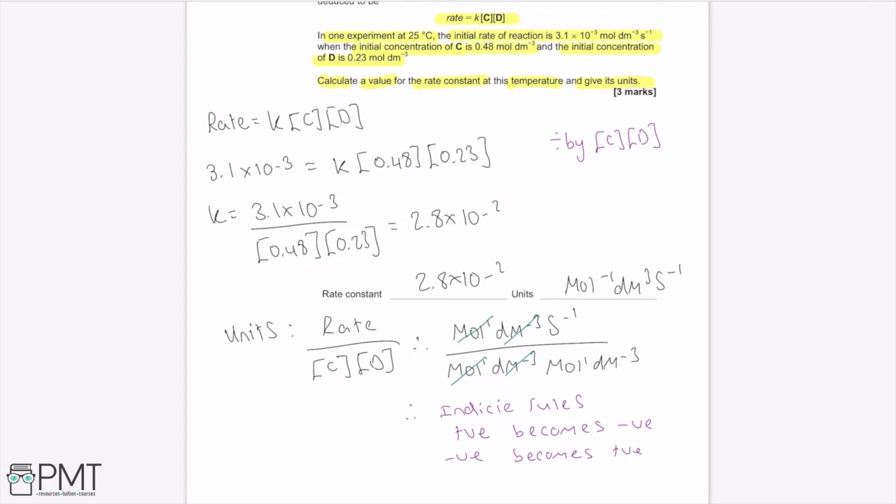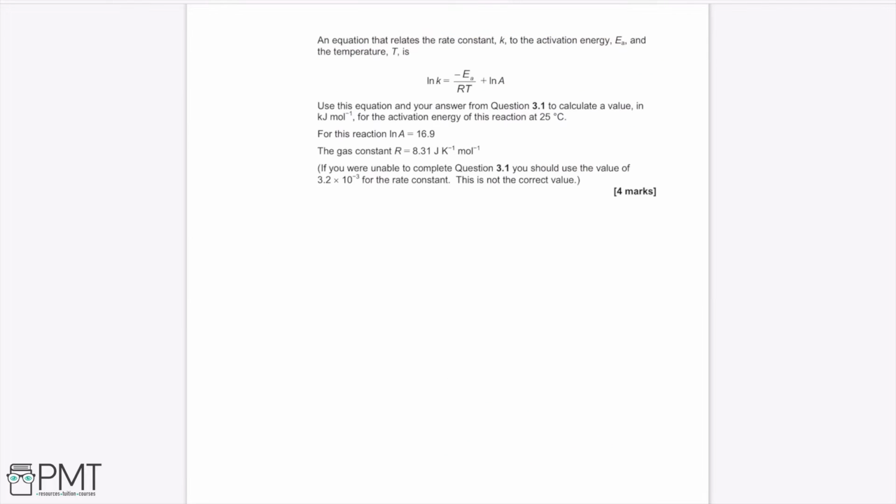So if we look at where we get the marks to this question, we get a mark for rearranging in terms of K. We get a mark for our rate constant value of 2.8 times 10 to the minus 2. And then we also get a mark for correctly working out our units. And this gets us all 3 marks for this question. Moving on to the next part.